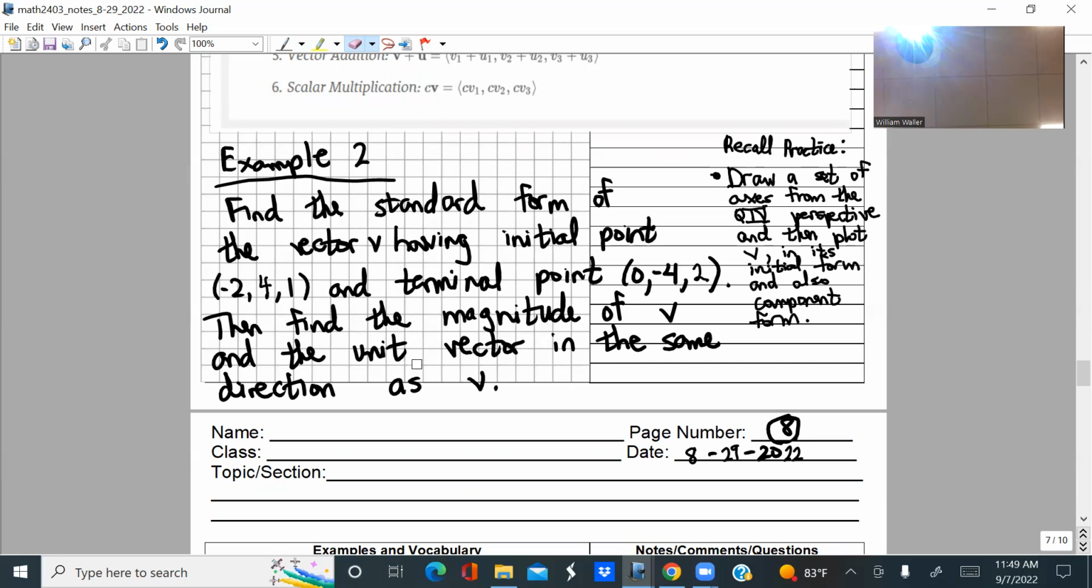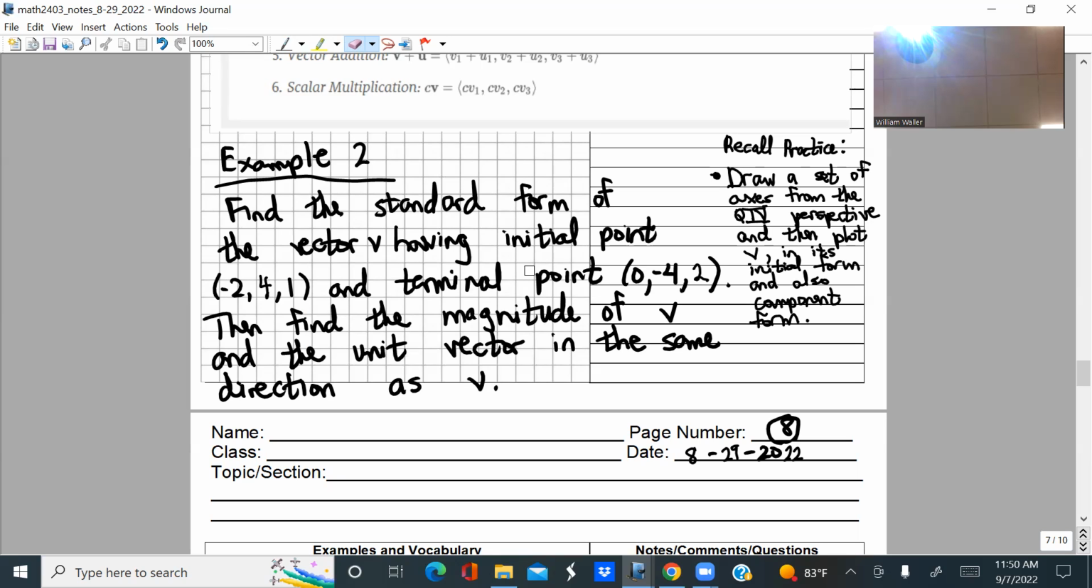And then also the unit vector that has the same direction as V, because I don't think this vector described here has magnitude 1. If it did, it would already be a unit vector. But we want to find the unit vector that is similar to V, right? It has the same direction as V, but just has length 1 instead of whatever the length of V is.